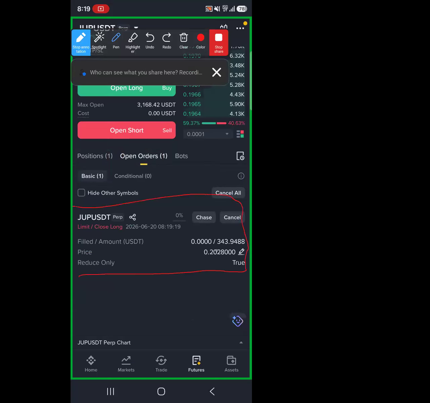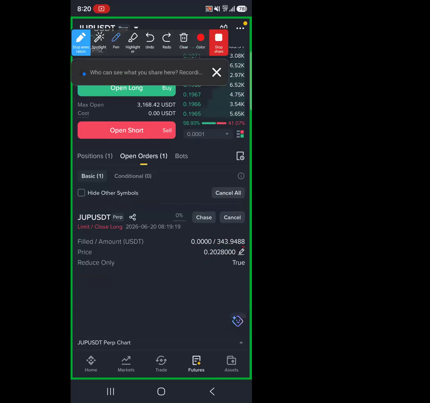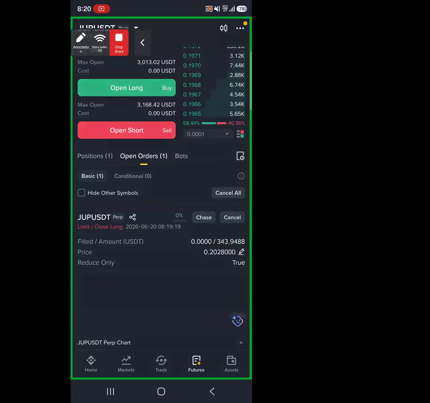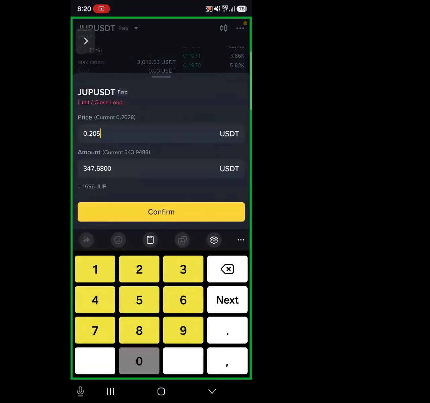See that? So this is what is there. Nothing has yet been filled, so it is 00. So it is still waiting. And then this is the price at which you are going to exit. Now you can also adjust the price. You can adjust by simply tapping on this pencil. Just tap there and maybe increase it to 50. All right. And then you confirm.